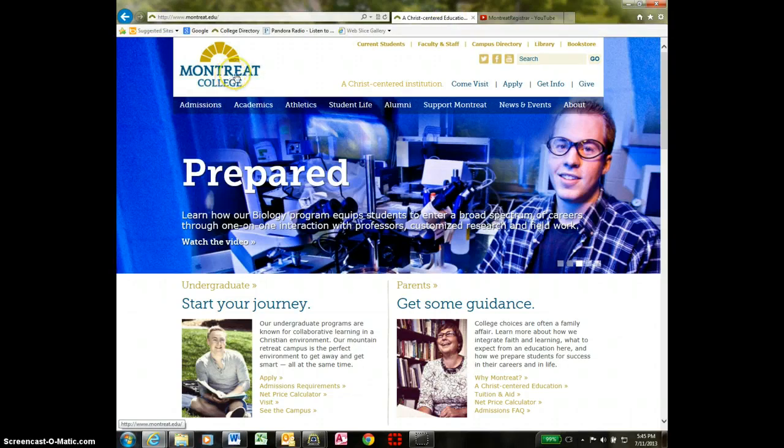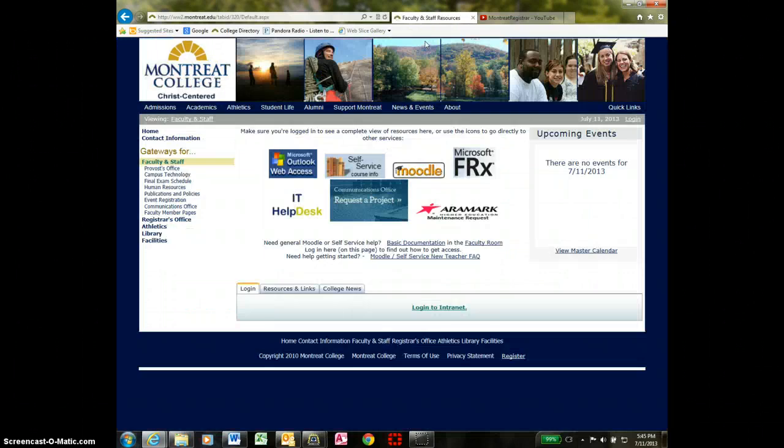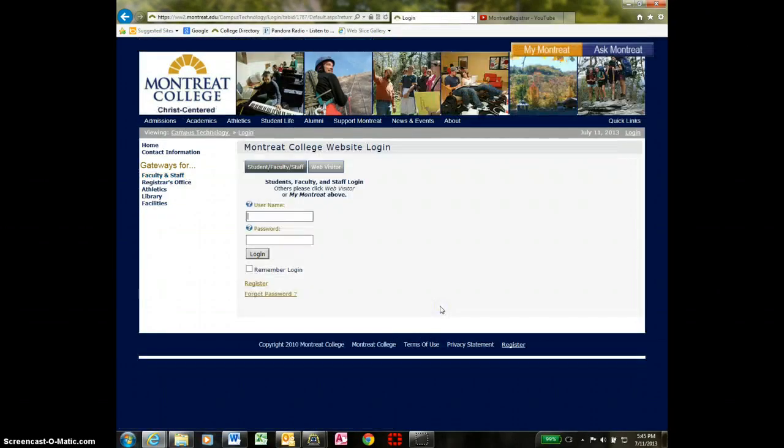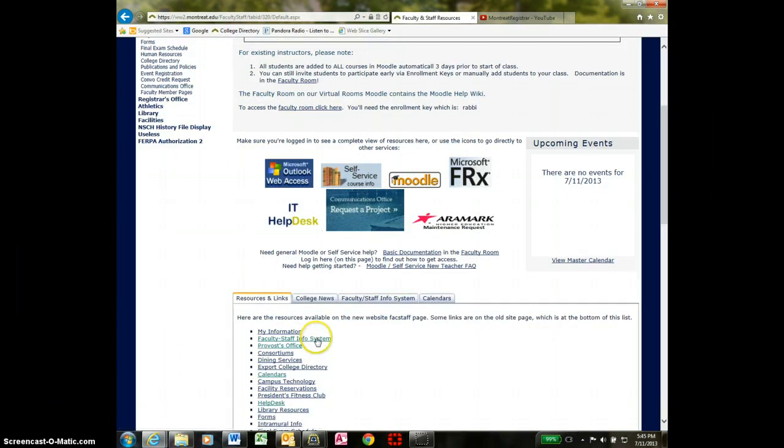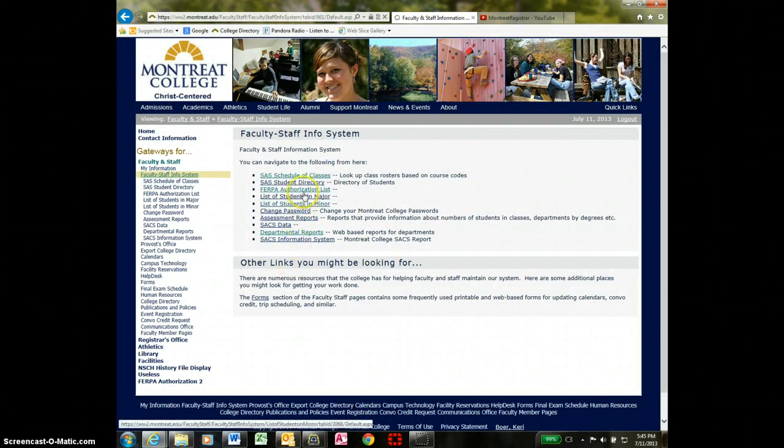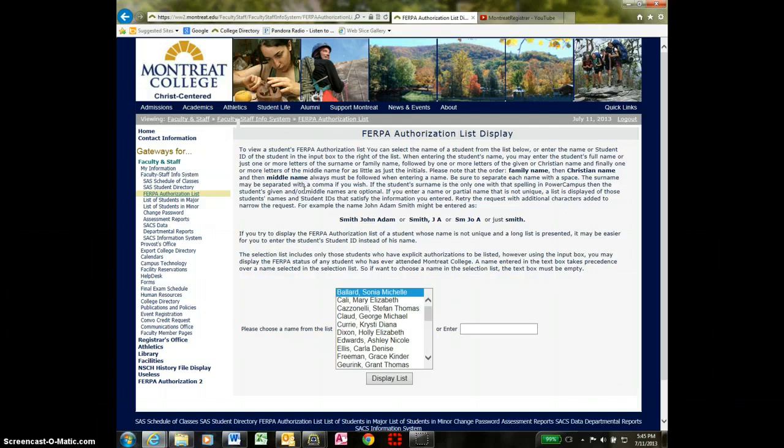We'll start at the Montreat webpage, go to Faculty and Staff. You'll sign into the intranet, and you have to click Login. Wait a second. You'll choose the Faculty Staff Info System and the FERPA authorization list.